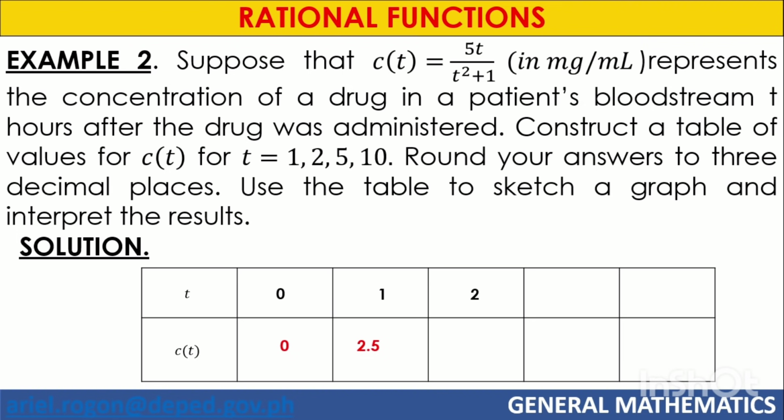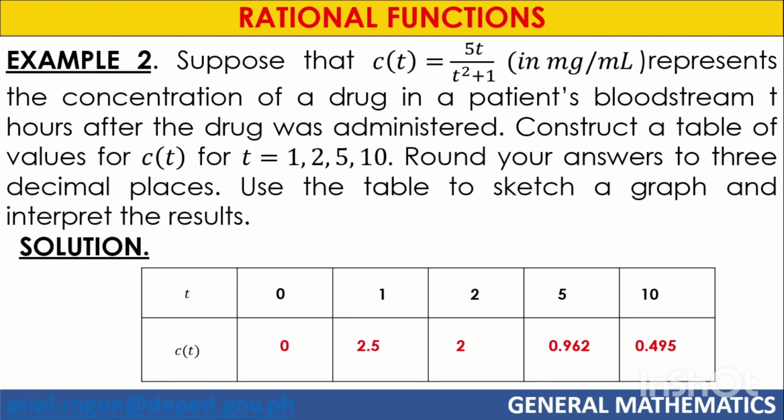After 2 hours, 2. After 5 hours, 0.962. And after 10 hours, you have 0.495. So dito class, no? Gamit tong function na 'to kaya nakuha natin yung 2.5, 2, 0.962, and 0.495. Ang gagawin niyo lang, isa-substitute niyo lang dito sa function na 'to ang value ng t.